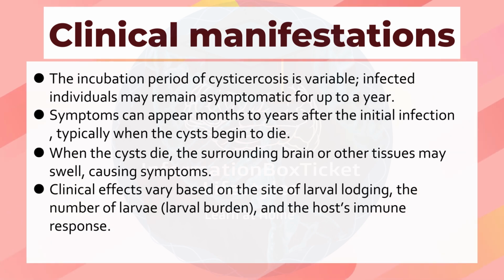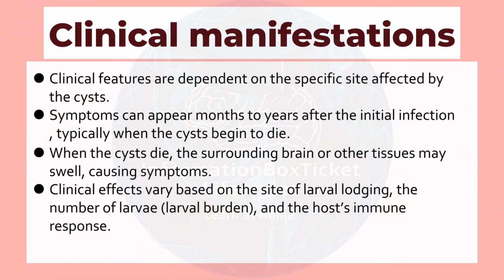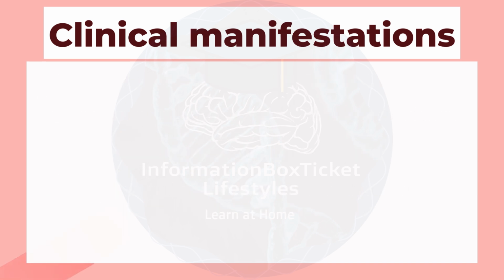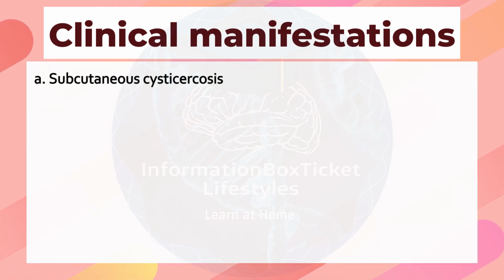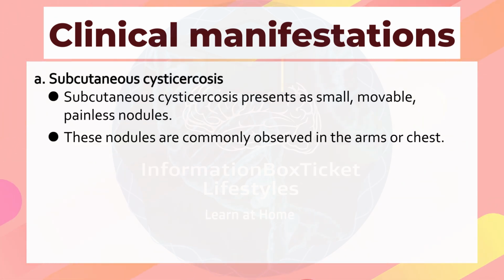Clinical effects vary based on the site of larval lodging, the number of larvae, larval burden, and the host's immune response. Clinical features are dependent on the specific site affected by the cysts. A. Subcutaneous cysticercosis. Subcutaneous cysticercosis presents as small, movable, painless nodules. These nodules are commonly observed in the arms or chest.